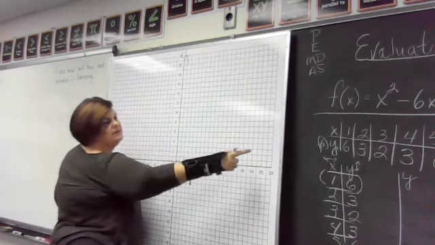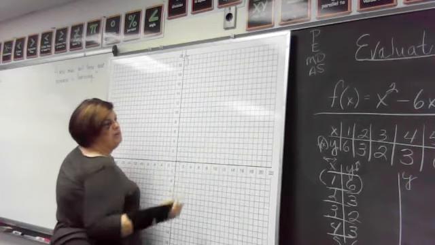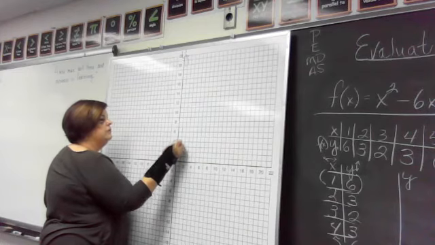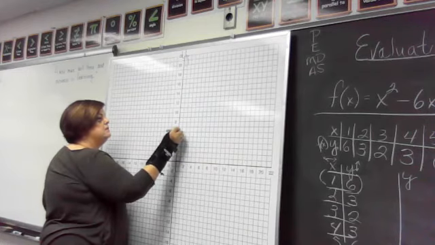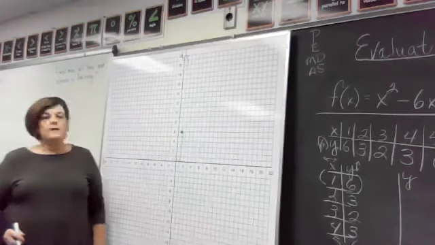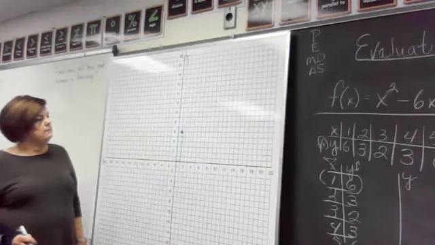And then I turn because now I need to go up and down. I'm going to go up 6 blocks. 1, 2, 3, 4, 5, 6. So this point right there is where Wyatt lives. Okay. Then let's do the next one.